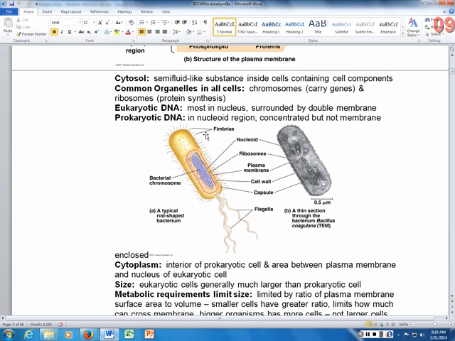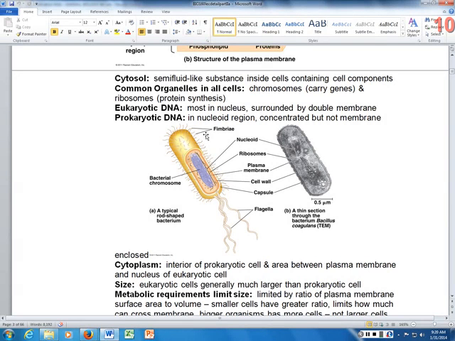In the eukaryotic cells, the DNA is for the most part in the nucleus, surrounded by a double membrane. We say for the most part because there is some DNA in mitochondria and chloroplasts. Your prokaryotic cells keep their DNA in a nucleoid region, but there's no membrane around it. So it's kind of like having a big old grocery bag that you throw everything into, or having a purse that's got separate compartments.